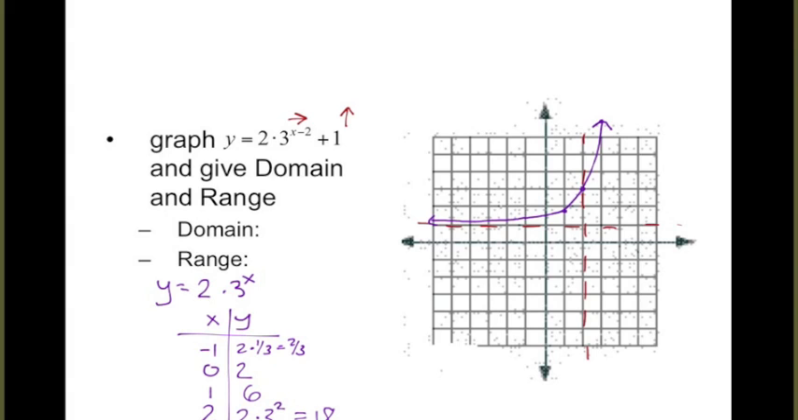Domain and range. Domain is going to be all reals. Range is a y value. Is it bigger or smaller than something? Bigger, and what is it bigger than? 1. Okay. That horizontal asymptote is going to define our range. Questions?